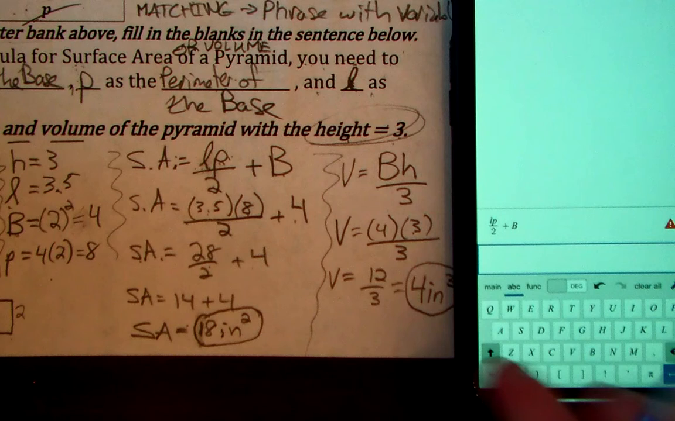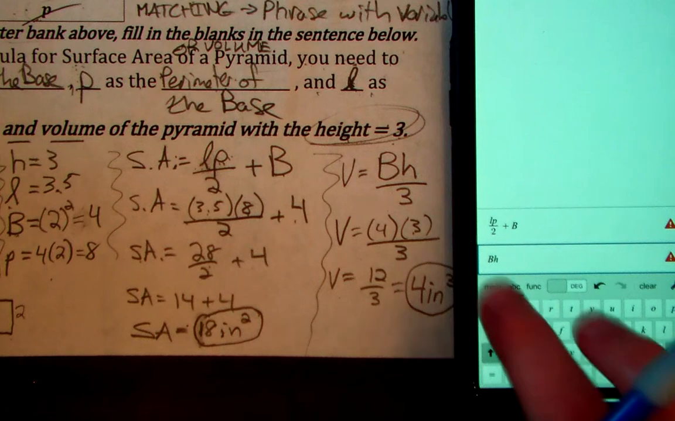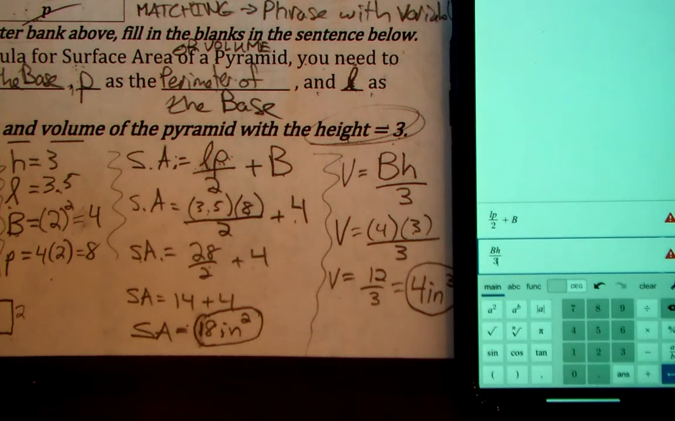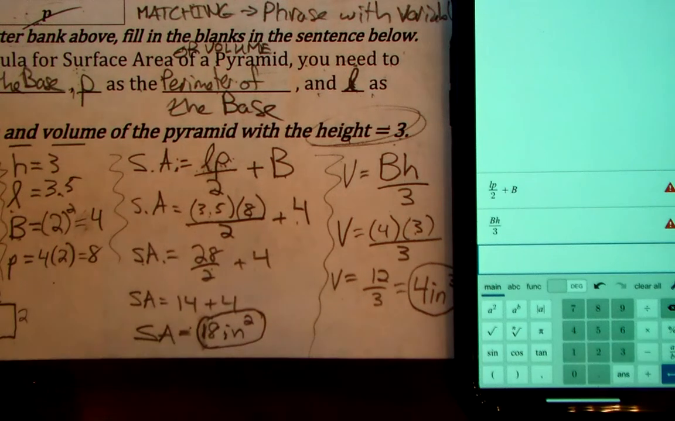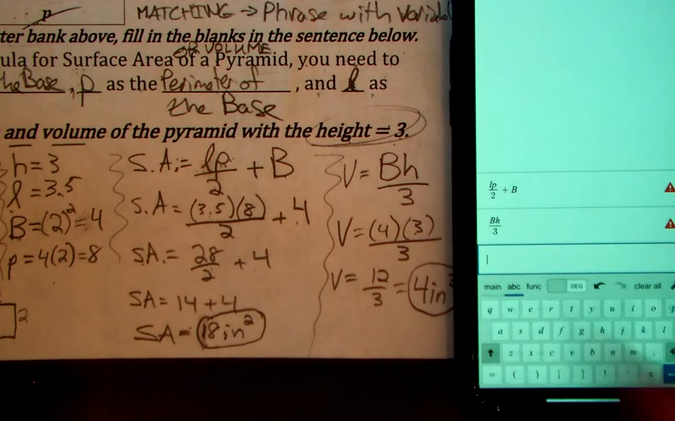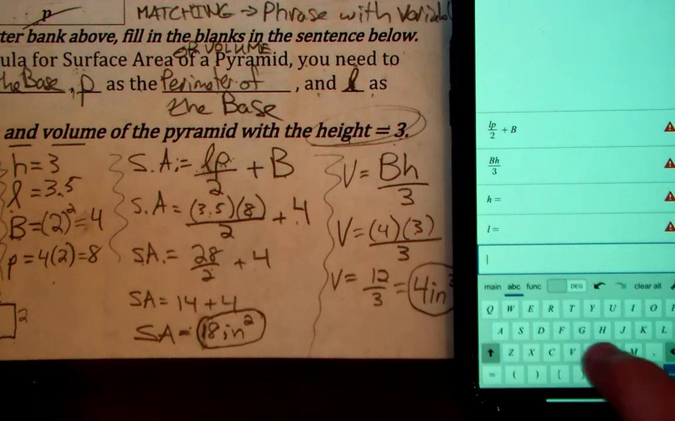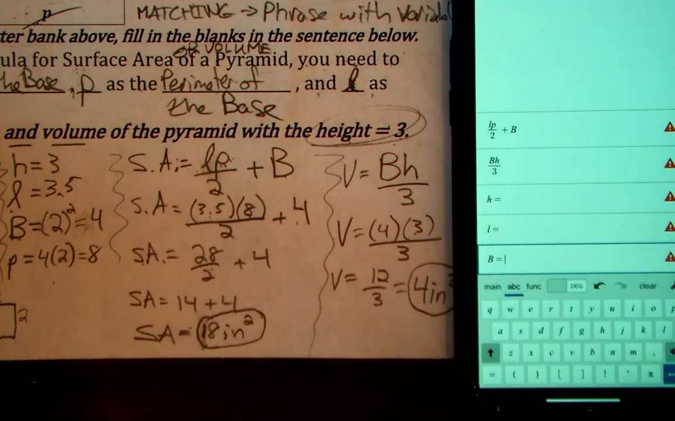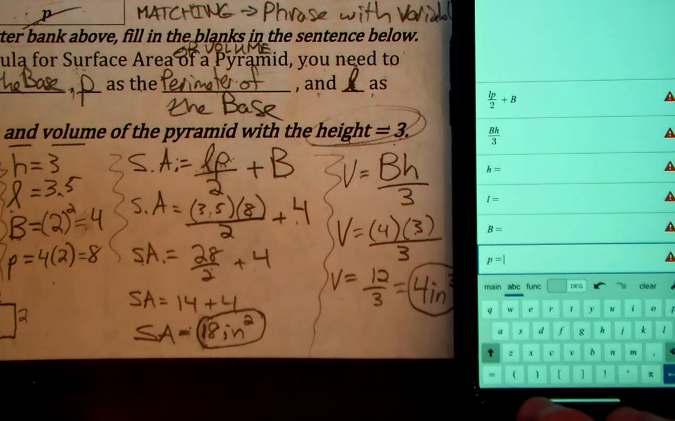Then we have the volume formula, which is going to be the area of the base times the height divided by 3. You're going to press enter to kind of store it in there. And now we need to be able to go back and have these values. So we have H is going to be equal to a value. We have the slant height, which is L. We have the capital B, which is the area of the base, or big B. And lastly, but never leastly, we have the perimeter of the base, which stands for P.